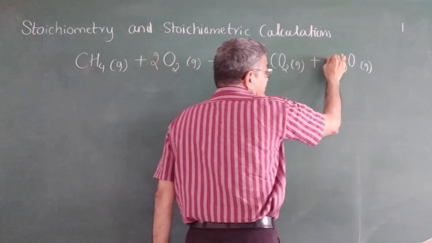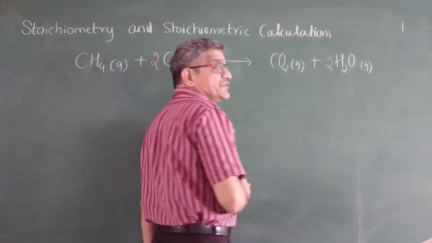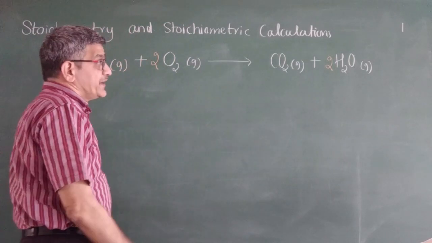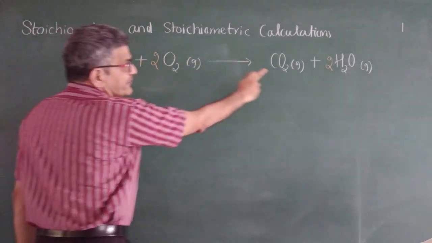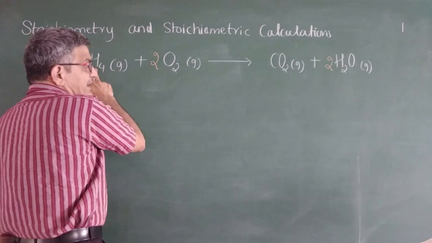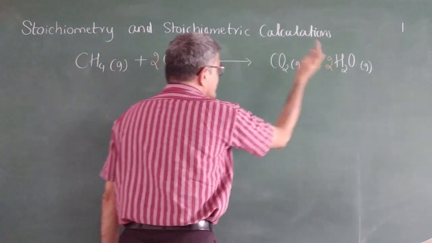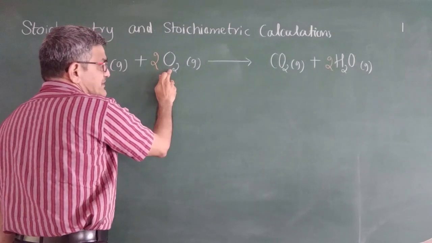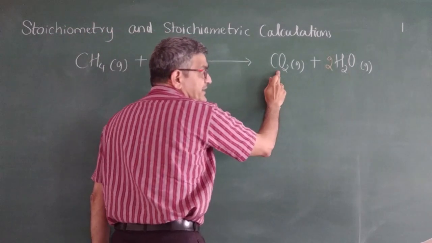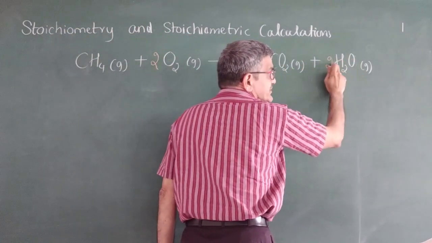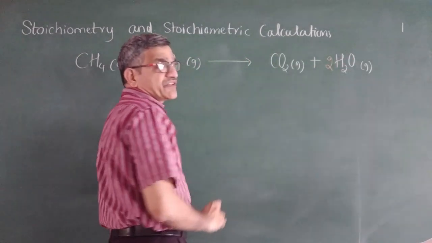So let's put that 2. Now it is balanced. 1 carbon, 1 carbon. 4 hydrogen, 2 twos are 4 hydrogen. 2 twos are 4 oxygen on the other side, and here 2 oxygen. So now it is balanced.